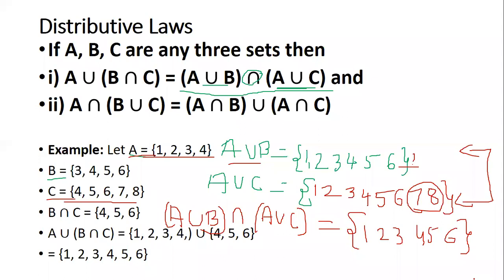Now if you happen to observe, A union B intersection C is also 1, 2, 3, 4, 5, 6. A union B intersection A union C is also 1, 2, 3, 4, 5, 6. Which means this first law is proved. Suppose they have given you the question in this format, and if you solve them in this format, you are going to get the answer. So this is the first distributive law. Did you all understand? Any doubts?